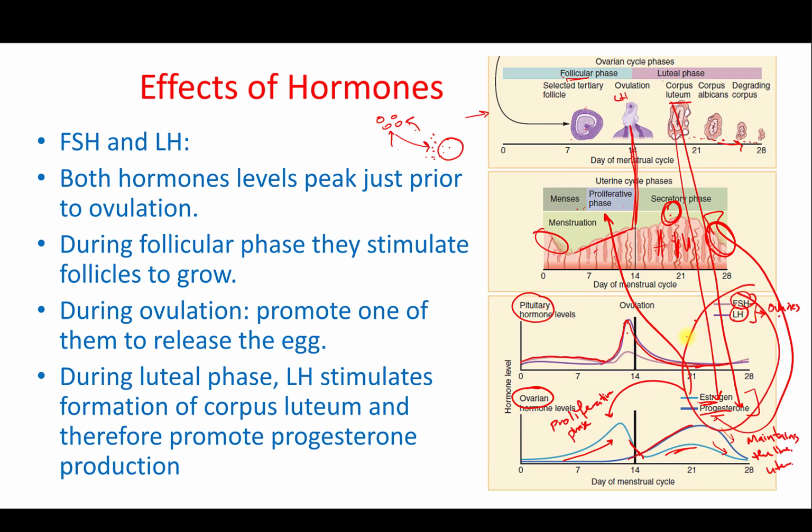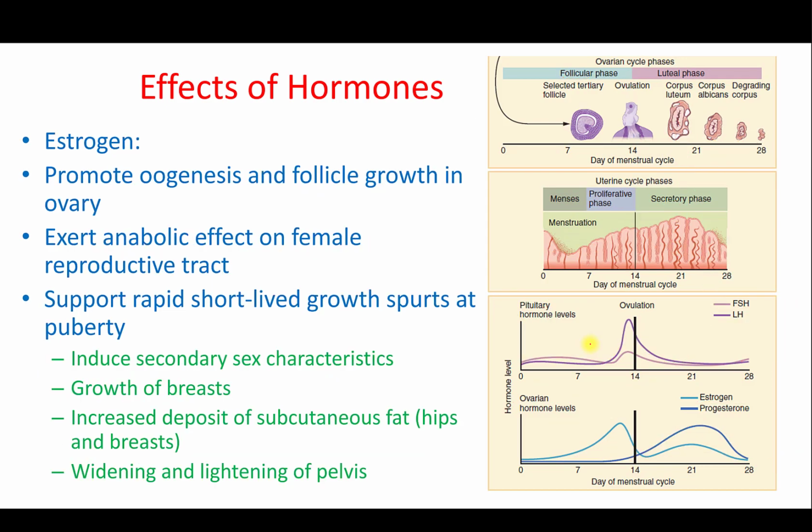You need to be very familiar with the roles of those hormones. Where are they coming from? What do they do? Their targets, the several factors they are affecting. All of this you need to be familiar with. If we need to add a little bit of detail about estrogen, it will activate in general the reproductive tract, so it will build the reproductive tract and help in the lining. It will induce the secondary sex characteristics, which include the growth of the breast and increased fat deposition in the hips and in the breasts. Also, it will widen and lighten the pelvis, especially during pregnancy, to accommodate the baby growing in size.